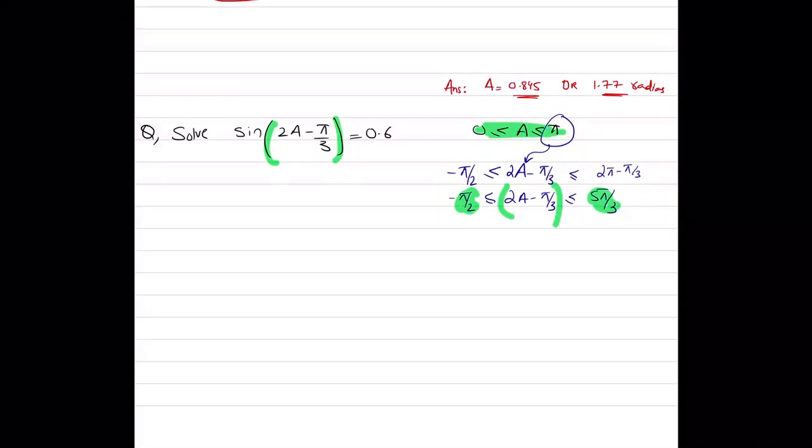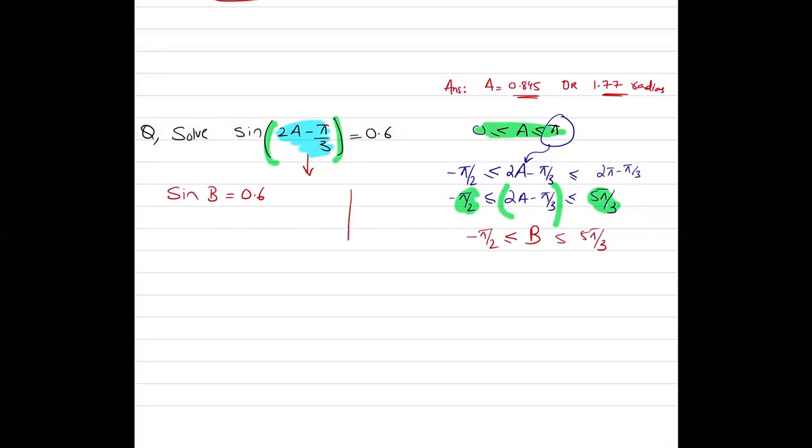All right. So we know that the angle for 2a minus pi over 3 is going to lie between minus pi by 2 and 5 pi by 3. Just for my simplicity, I can replace this with a new variable, let's say b. So b lies between negative pi by 2 and 5 pi by 3, and I'm going to write sine b is equal to 0.6. The method remains the same.